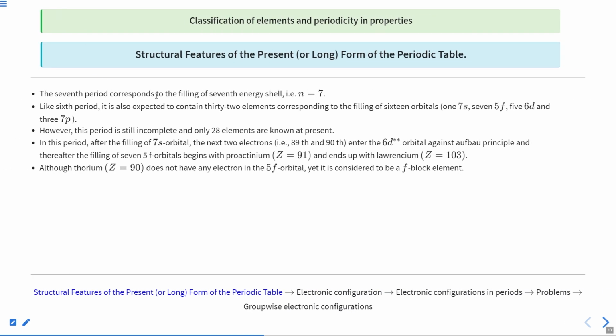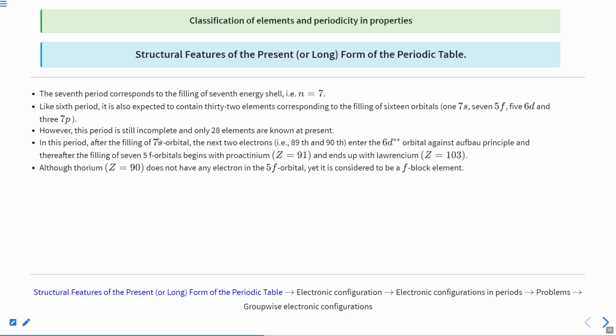Now talking about the seventh period. It is expected to contain 32 elements corresponding to the filling of 16 orbitals: 1 7s, 7 5f, 5 6d and 3 7p. However, this period is still incomplete. Only 28 elements are known in this seventh period. Now, how is it filled? First of all, 7s is filled. Then after that, we fill the 6d, and then in the further process, we fill the f orbital.